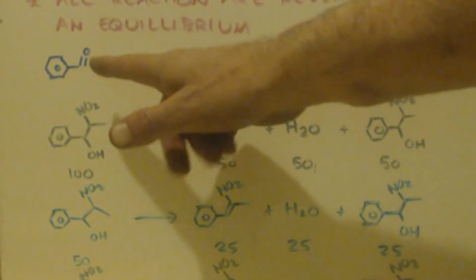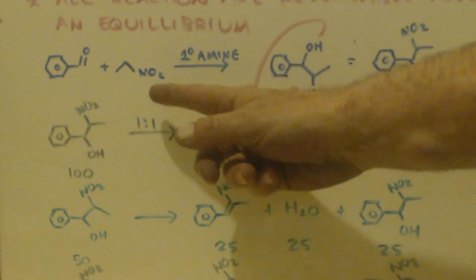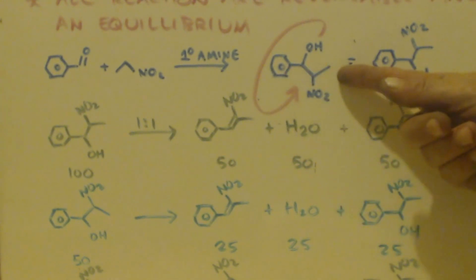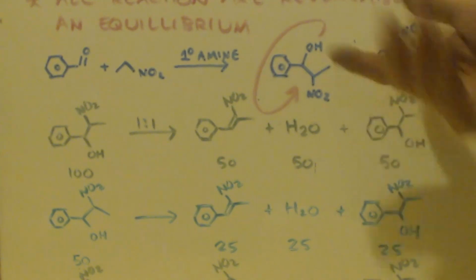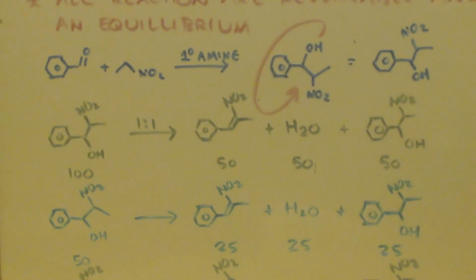First, I'm going to switch it up to benzaldehyde and nitroethane, right? And there's our primary amine. Here's what we would make. And if I flipped it, you can see the arrow. If I took that molecule and flipped it, it would look like this. These are the same thing. This is what we would make, all right?